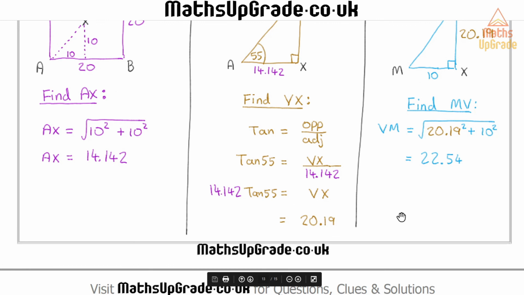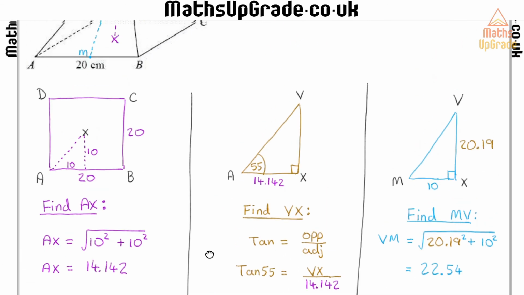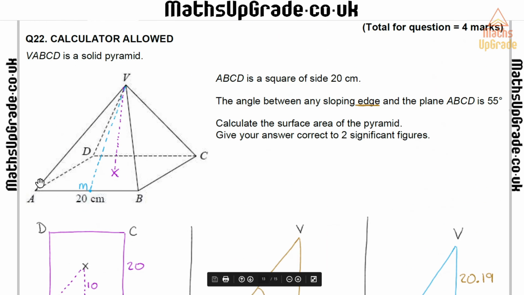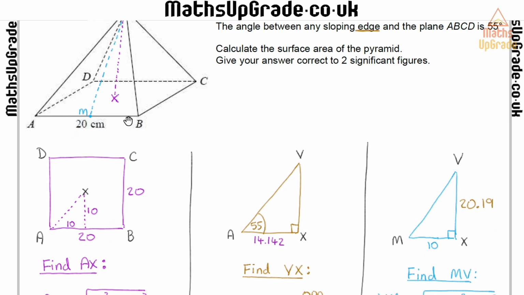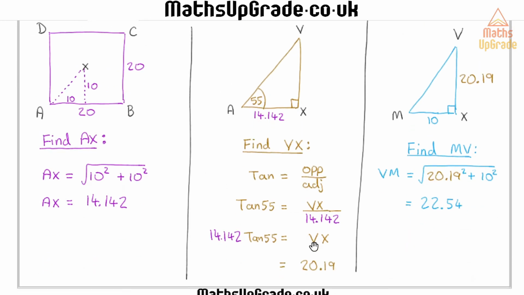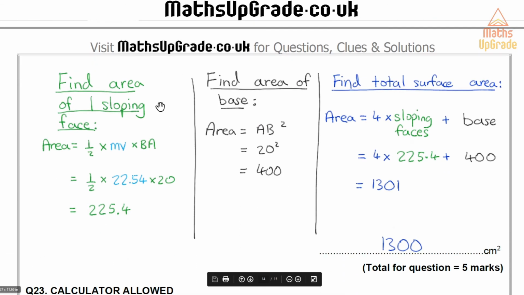The next stage is now just to find the area of one sloping face. So I can find the area, for example, of this sloping face here, ABV. To find the area of this sloping face, it's essentially a triangle, and the area of a triangle is given by half base times height. Well, the base is AB and the height is MV. Since I know AB is 20 and I know MV is 22.54, I can find the area of that triangle. Half base times height gives me 225.4. That is the area of one of those sloping faces.